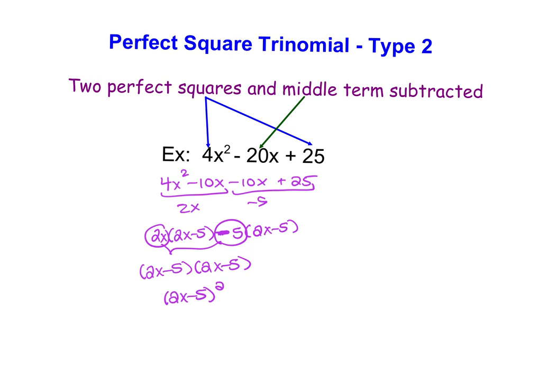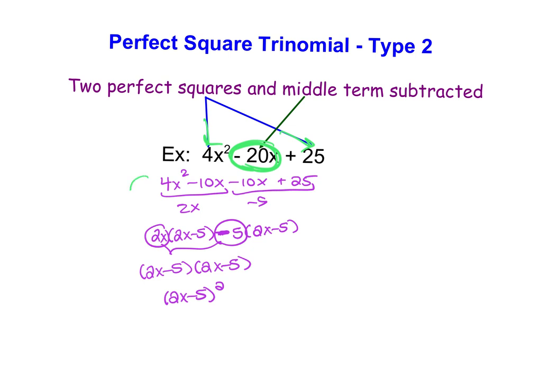Now the second type of perfect square trinomial is very similar to what you saw on the first slide. The only difference is that this middle term is now a negative 20x instead of a positive 20x. You'll see that we still have a and c that are perfect squares, but that middle term is now subtracted or negative instead.